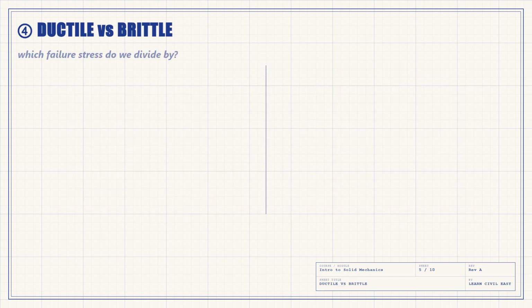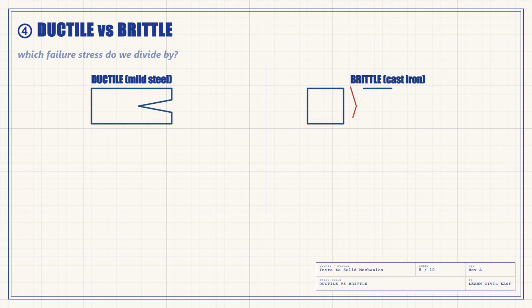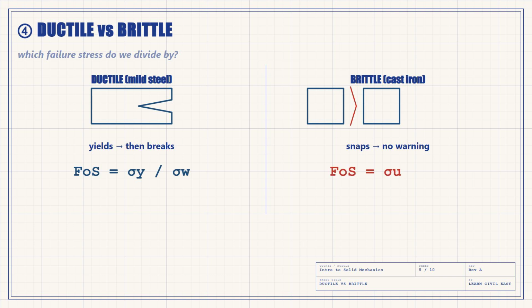Now, which failure stress do we divide by? It depends on the material. A ductile material, like mild steel, yields before it breaks. So failure means yielding. For ductile materials, the factor of safety is based on the yield stress. A brittle material like cast iron or concrete snaps with almost no warning. For brittle materials, it is based on the ultimate stress. Ductile, yield, brittle, ultimate. Remember that?